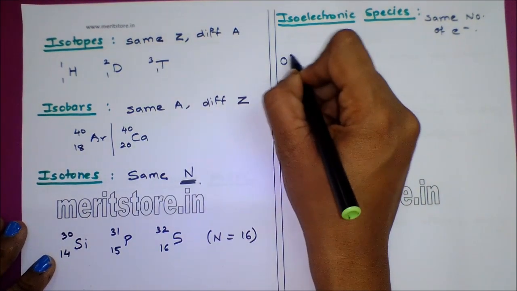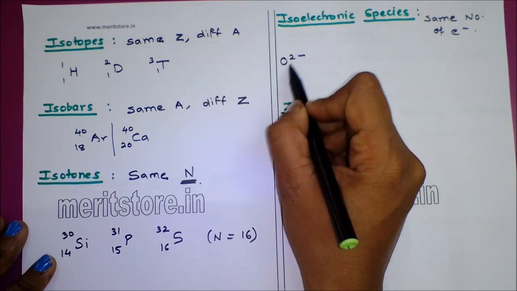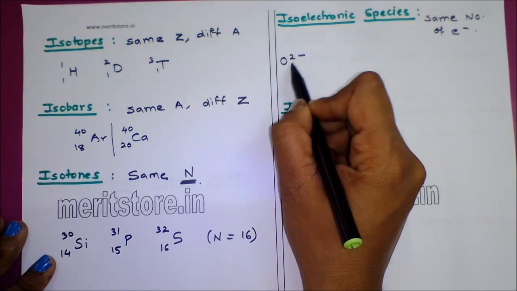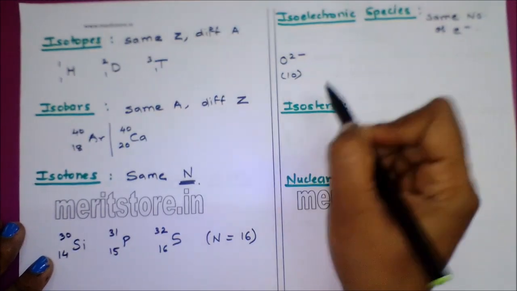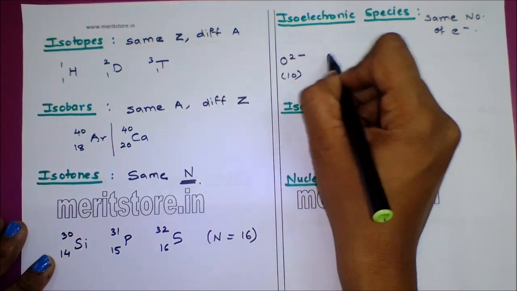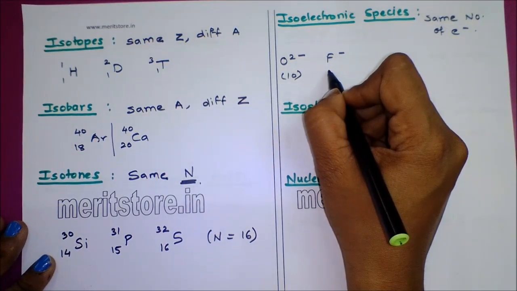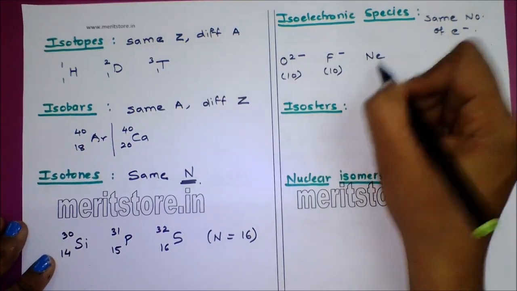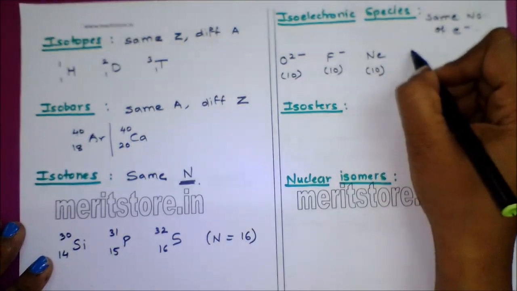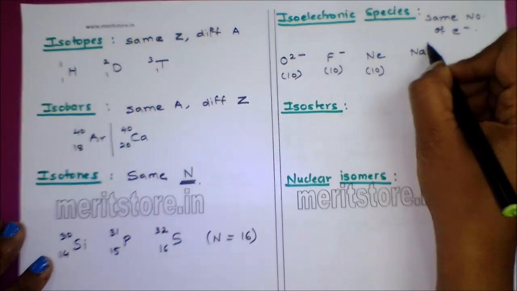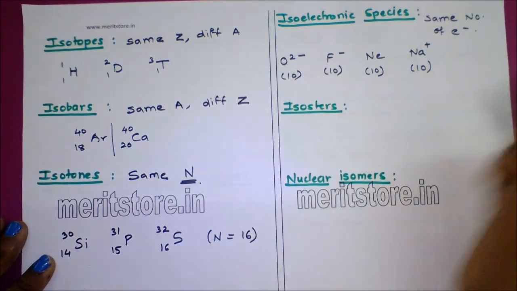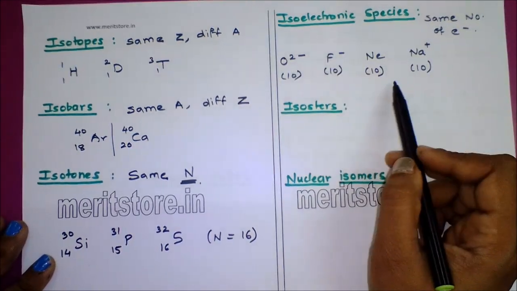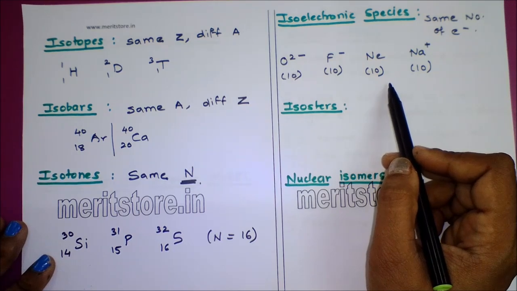For example, O2 minus. Oxygen atomic number is 8. When I write 2 minus, it gains 2 electrons, so the number of electrons becomes 10. Next is F minus. Fluorine atomic number is 9. After gaining 1 electron, this also becomes 10. Neon, basically it's 10 only. Then we have sodium, atomic number 11, but when I write plus, it has 10 electrons. So all these have the same number of electrons, so we call them isoelectronic species.